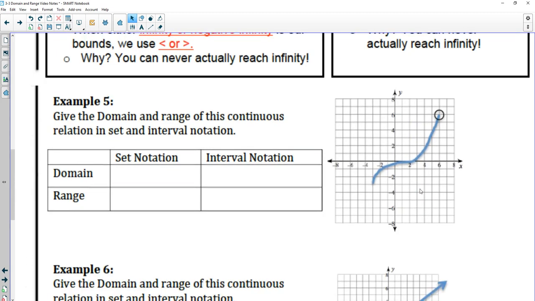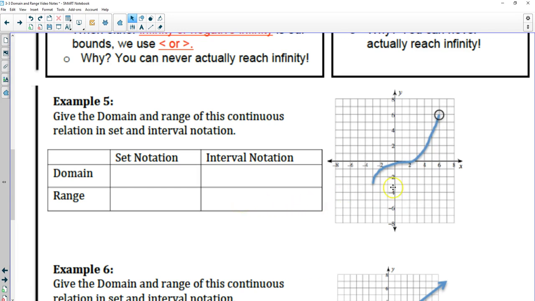So let's do an example. This is a continuous function. We're not going to do examples of discrete functions because that's what we did in the previous video. But this is a continuous function because it's all connected. We didn't just put ordered pairs. We put a whole weird little curve here.